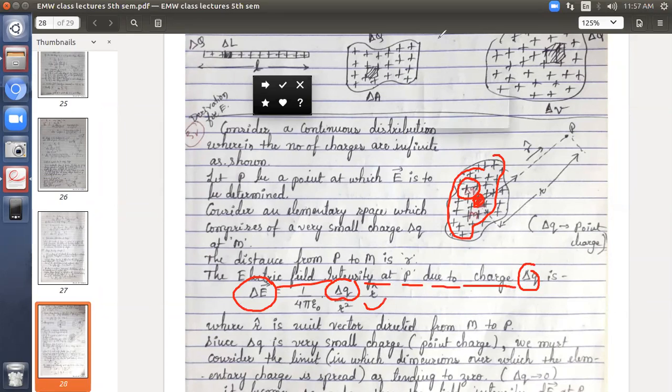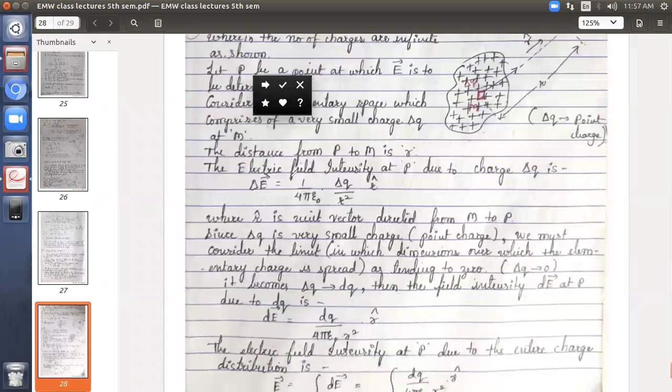Okay, so hence the electric field intensity at point P due to only this amount of charge is delta E equal to this. Now where r is the unit vector, you know it, delta Q is a smaller charge which is a point charge. Now as we are considering delta Q as the smaller charge, smaller means what? The distance between them is tending to 0, and their point charge dimensions are tending to 0. You just show a point charge by a dot, right? So its dimension is also tending to 0.